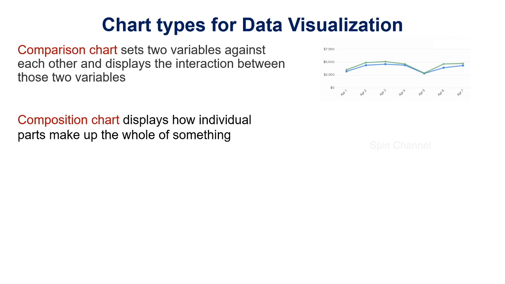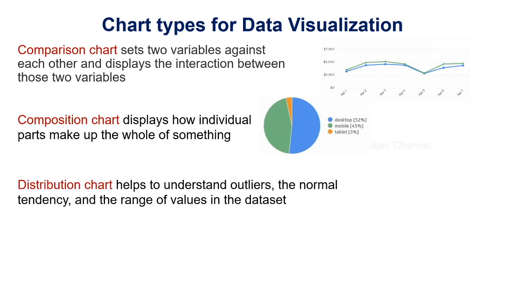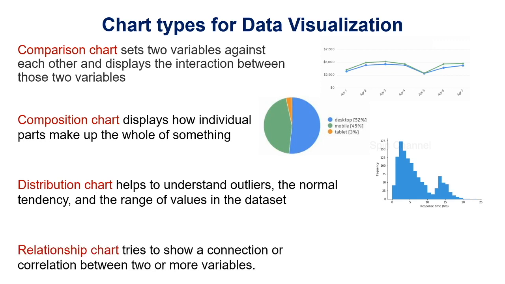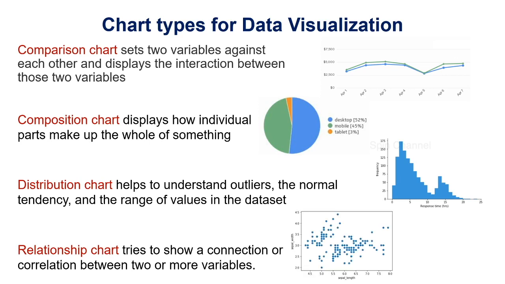A composition chart displays how individual parts make up the whole of something, like a pie chart. A distribution chart helps to understand outliers, the normal tendency, and the range of values in the dataset. A column histogram displaying the distribution is an example of this type. A relationship chart tries to show a connection or correlation between two or more variables, like a scatter plot.